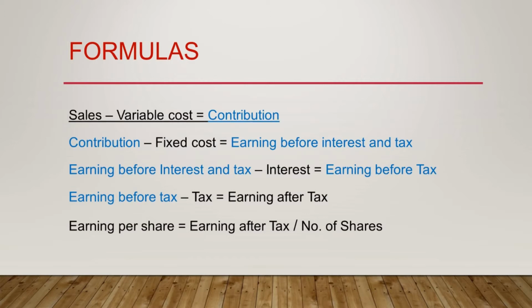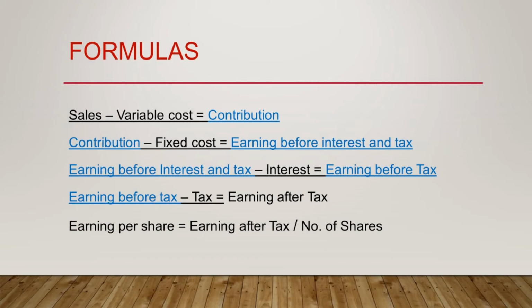Sales minus variable cost gives you the contribution, and when you deduct fixed cost from this contribution, we arrive at earning before interest and tax. This earning before interest and tax is also referred to as profit before interest and tax. Then we deduct the interest out of it, and we arrive at earning before tax. We can call it profit before tax as well. Deducting tax out of earning before tax, we arrive at earning after tax or profit after tax. That is also referred to as PAT.